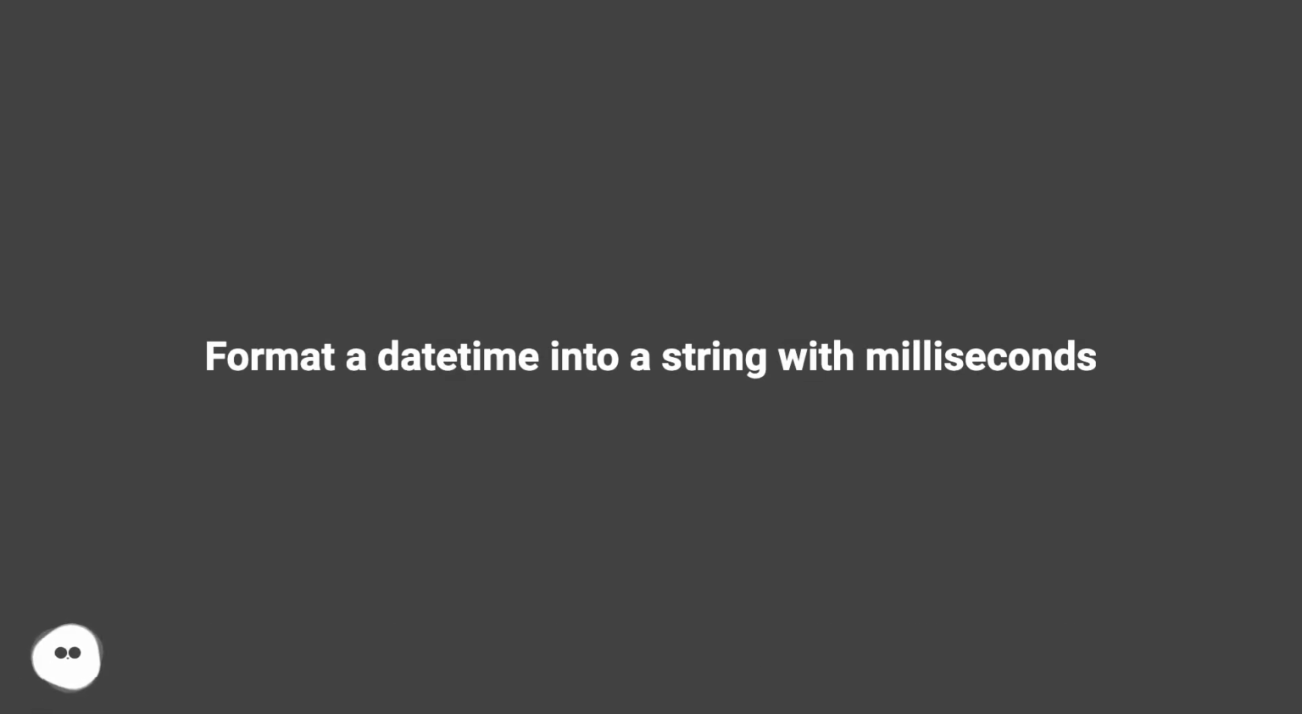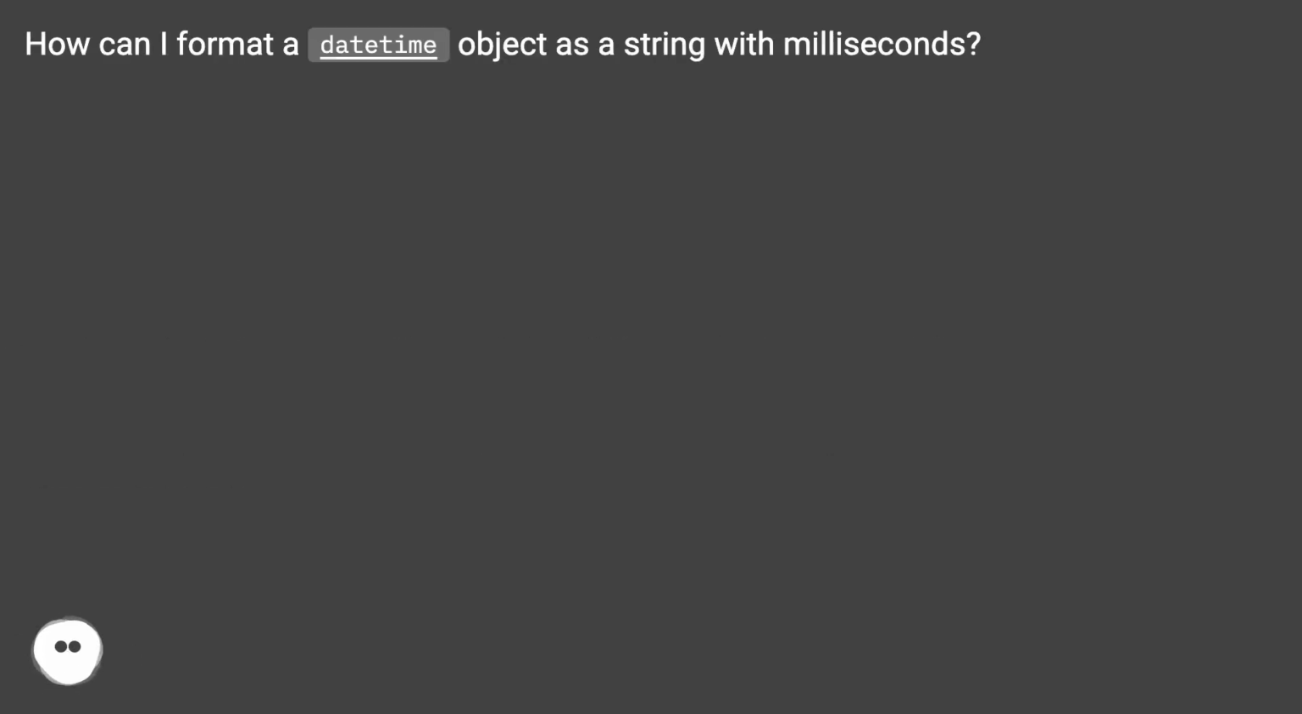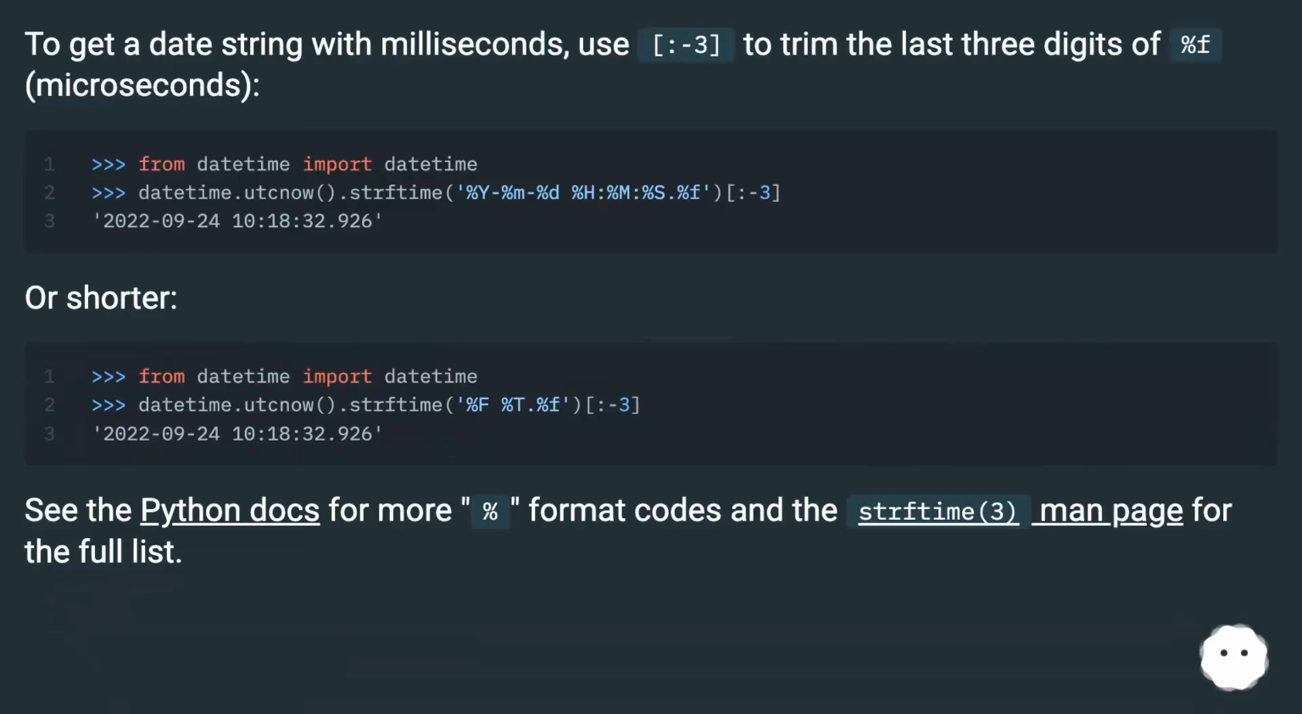Format a datetime into a string with milliseconds. How can I format a datetime object as a string with milliseconds? To get a date string with milliseconds, use [:-3] to trim the last 3 digits of %f microseconds.